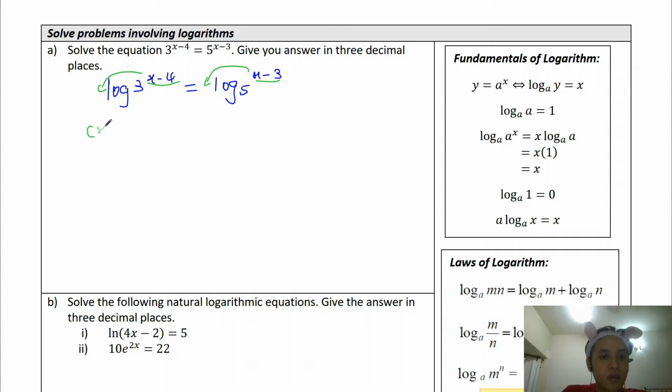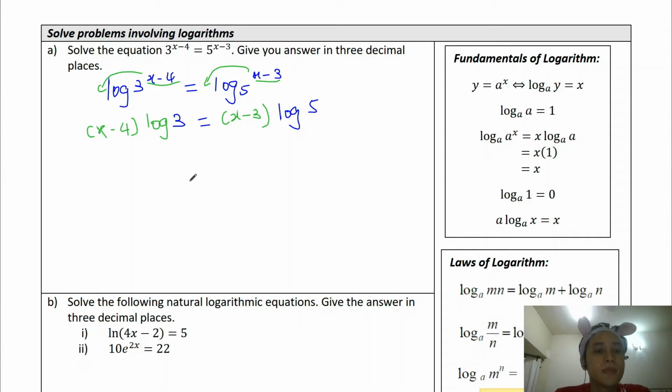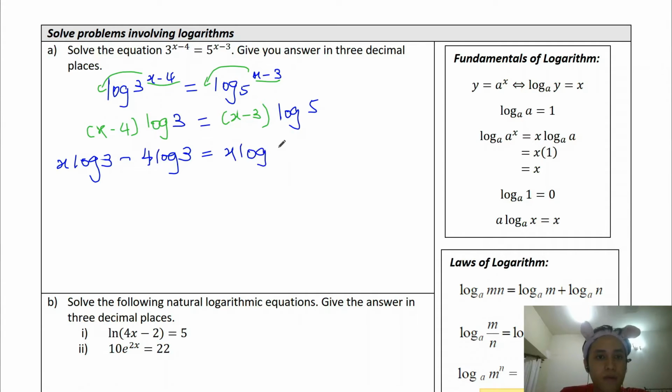Okay, so it will be (x minus 4) log 3 equivalent to (x minus 3) log 5. Okay, then what we're going to do is multiply the log in, right? So this will become x log 3 minus 4 log 3. Okay, x log 5 minus 3 log 5.